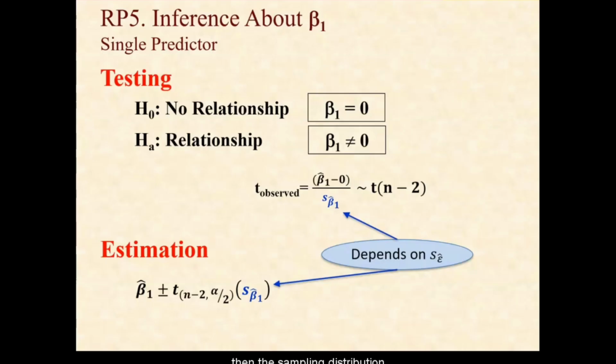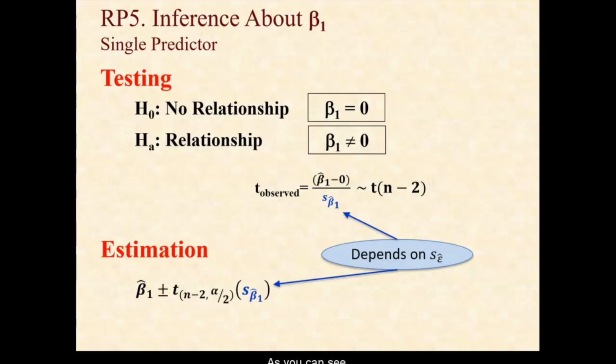If the assumptions behind regression hold, then the sampling distribution has the form of the t-distribution with n minus 2 degrees of freedom for the simple linear regression. Finally, the test statistic is multiplied by the standard error of the sampling distribution of beta 1 hat. Again, the calculation of S sub beta 1 hat is not detailed here, but realize that it depends on the standard error of the residuals, S sub epsilon hat.